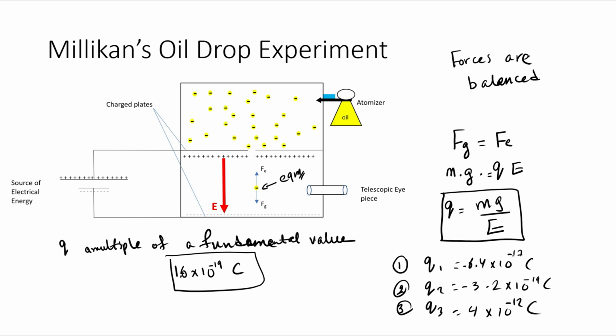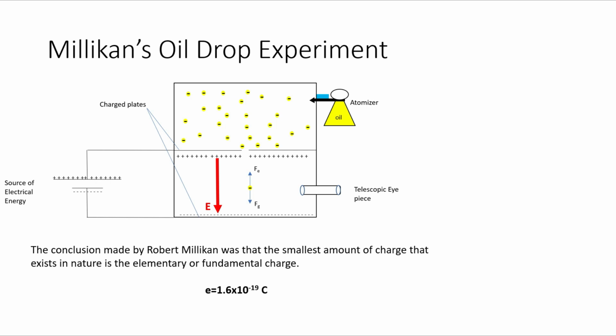Okay, if you divide any of those values of Q1 or Q2 or Q3 by 1.6 times 10 to the power of negative 19, you will get a whole number. This led Millikan to think this way. He said that the smallest amount of a charge that exists in nature is this value. So this is the value that he concluded to exist as the smallest amount of a charge in nature.